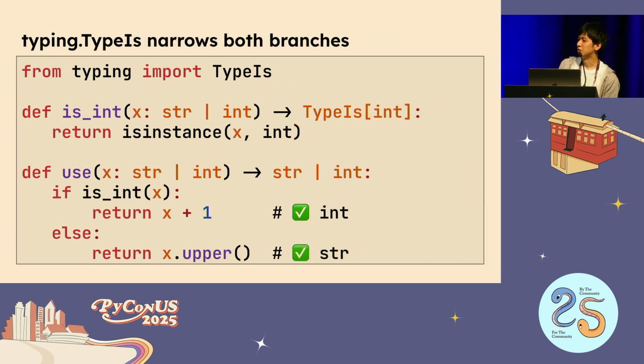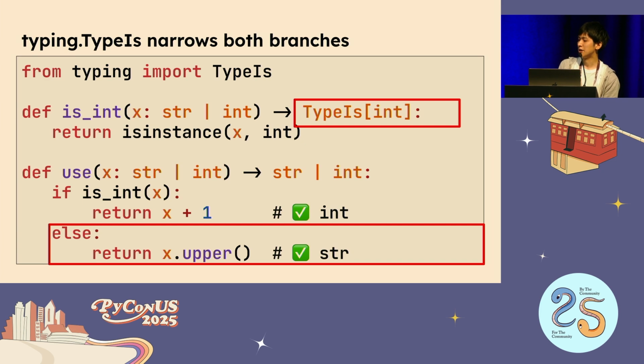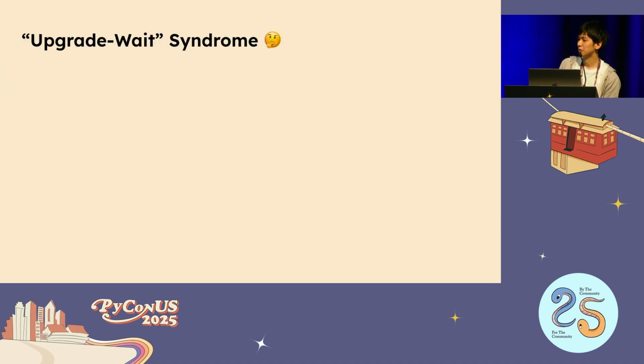But the new thing is typing.TypeIs. With TypeIs, the use is the same, the type is int. But in the else statement, it's strictly str, it means that x has the upper method. It's very clean code. But I have one problem.